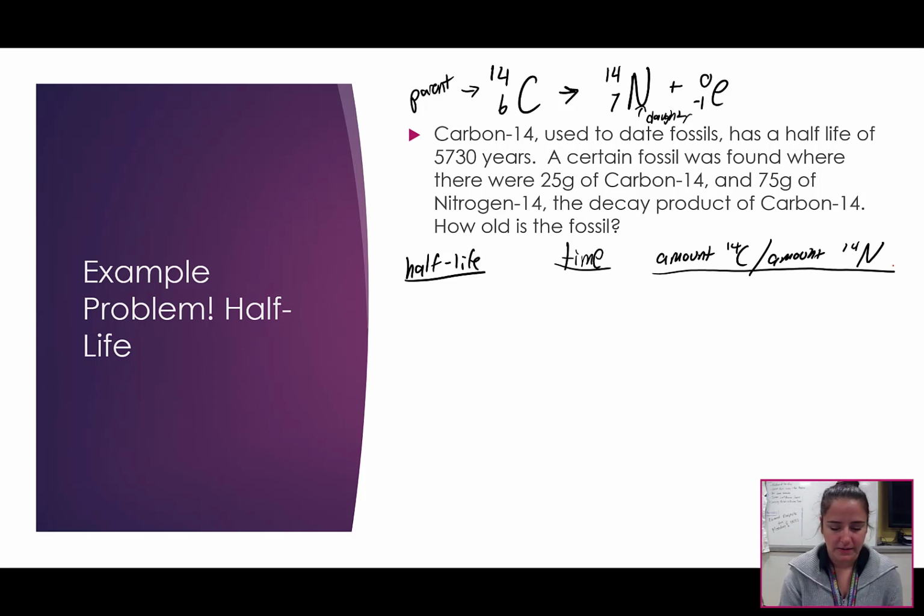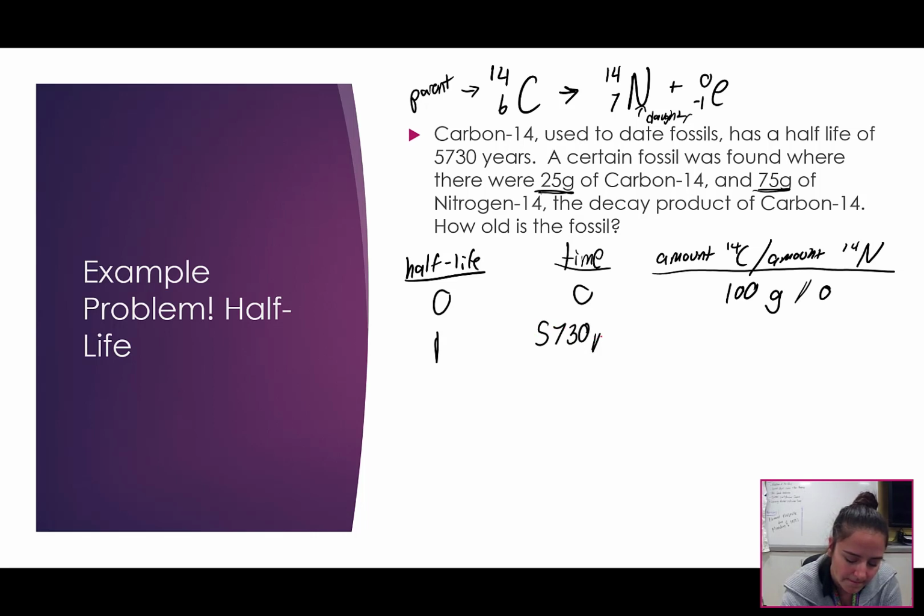So we need to think about our sample. Our sample had 25 grams and 75 grams. So we know we started with a total of 100 grams at 0 half-lives. So 100 grams of our parent atoms, our original undecayed sample, and 0 grams of our decay product. Now, 1 half-life is 5,730 years. After that, 50% of it will have decayed. So if we had 100 grams to start with and 50% of it decayed, we'll have 50 grams of our carbon-14 and 50 grams of our nitrogen-14.